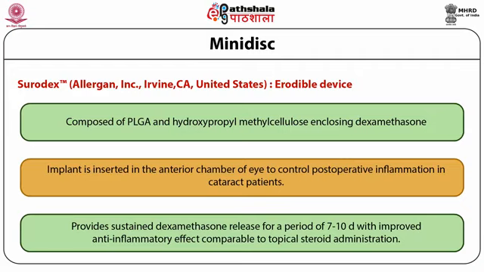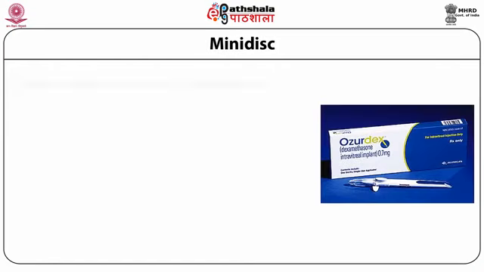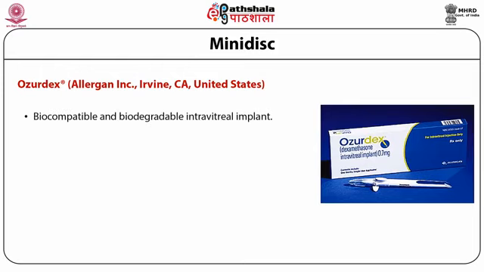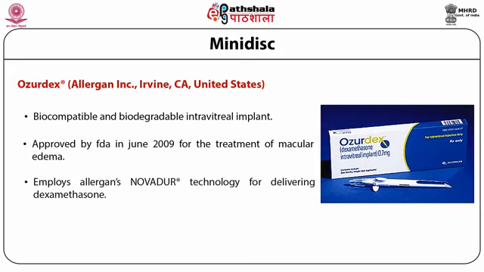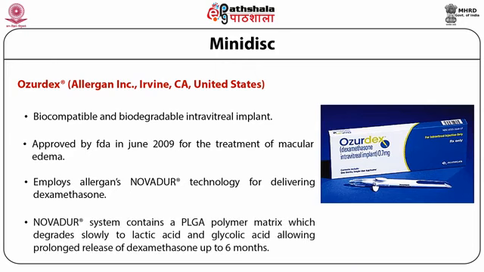Another one is Ozurdex. Ozurdex is an FDA-approved, biocompatible and biodegradable intravitreal device used for the treatment of macular edema. It utilizes Allergan's NOVADUR technology and consists of a PLGA polymer matrix that degrades slowly to lactic acid and glycolic acid, allowing the prolonged release of dexamethasone for up to 6 months.